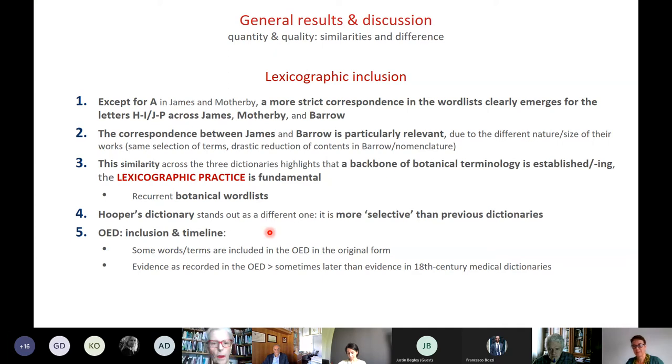It seems it is more similar to a handbook, a textbook for students or semi-expert. It's more selective than previous dictionaries. And as regards the OED, inclusion and timeline, some words are included in the OED exactly as they are found in James. So the original form, as in the past, as they arrived in English. And evidence as recorded in the OED is sometimes later than evidence in 18th century medical dictionaries. Thank you very much.